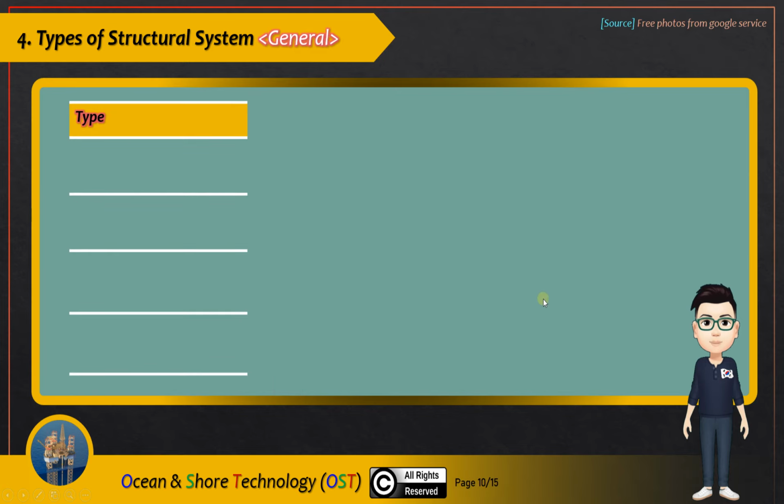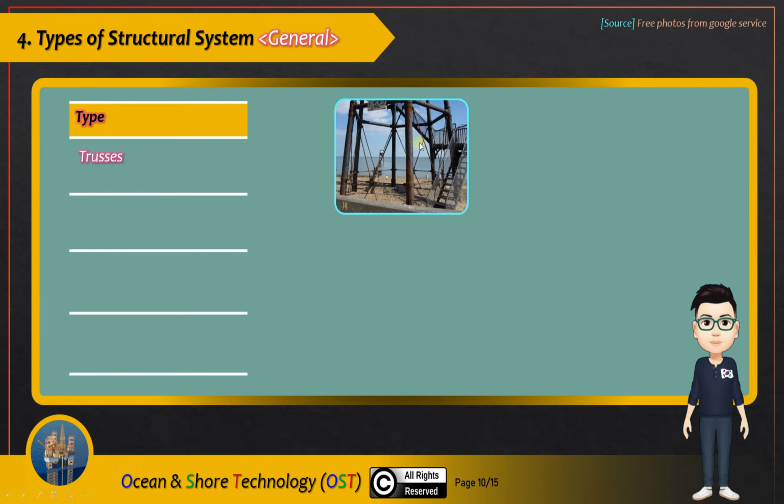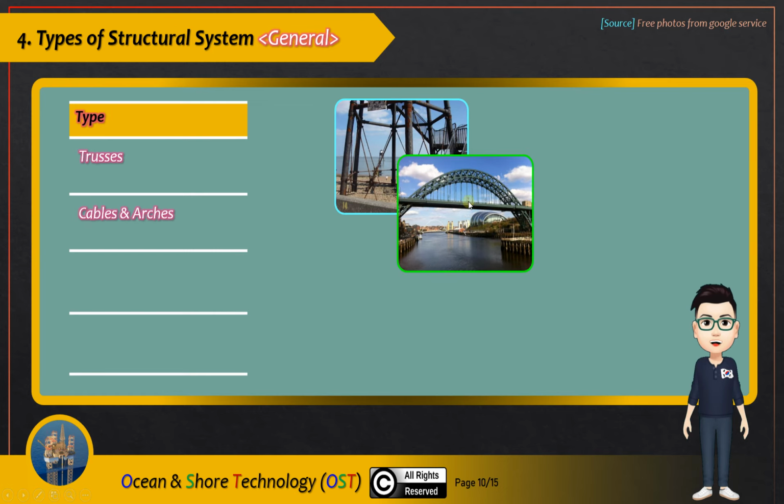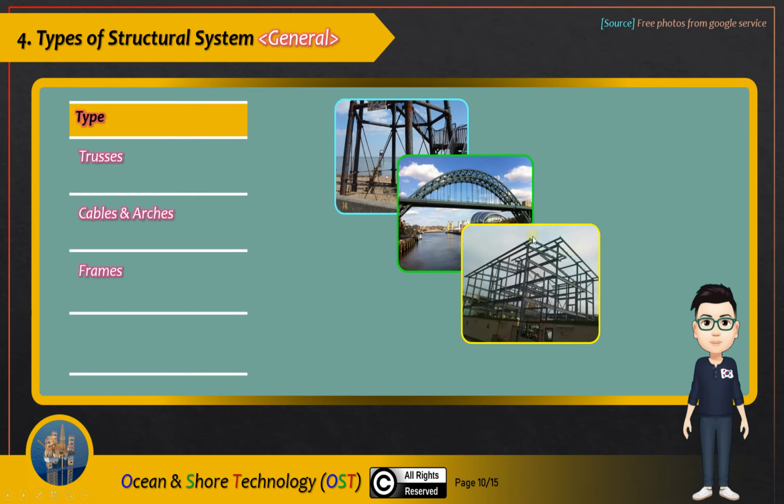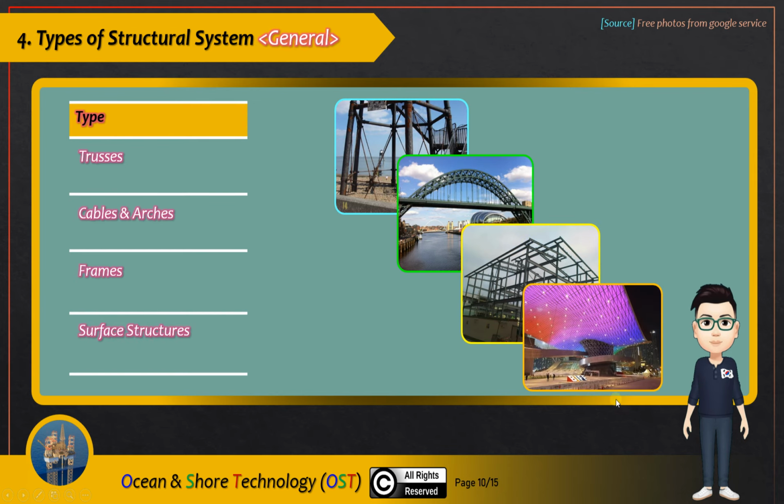So previously we discussed the applied load and the boundary condition. Of course, we should know how to establish the free body diagram and types of the structural system. And this is the truss members. This looks like the oil and gas production system. We call the fixed jacket platforms, constructed by the truss elements, and the cable and the arches. This is the bridge, and the frame structures like that, and the surface structures as well.